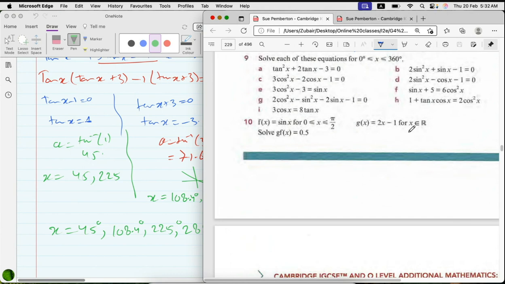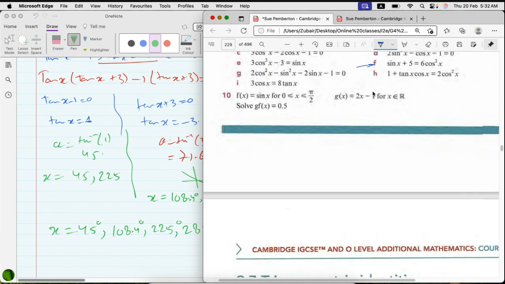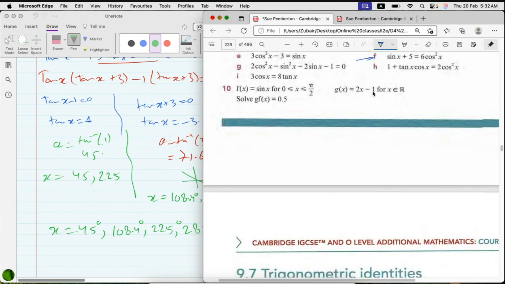So in a similar way, these are quadratic equations. Try F part. Sin x plus 5 equals 6 into cos square x. I hope you remember a few identities. One was tan x equals sine over cos. The other was cos square x plus sine square x equals 1.